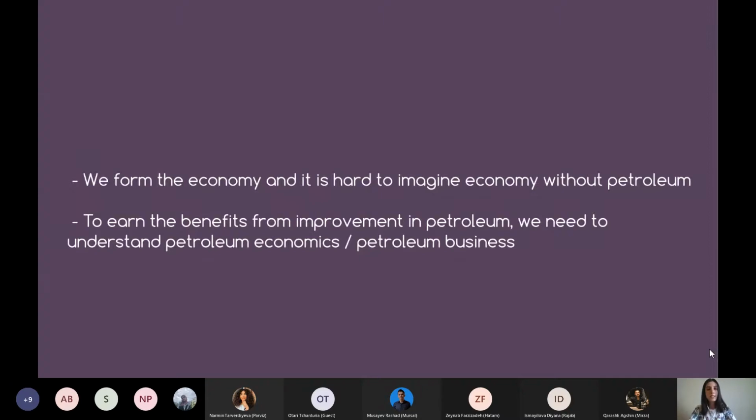So here we can see that we all form the economy, because economy is about production and consumption, and how the government can deliver all production, all scarce resources to the society. So this is about the economy. That's why we form the economy. And it's really, really hard to imagine economy without petroleum.